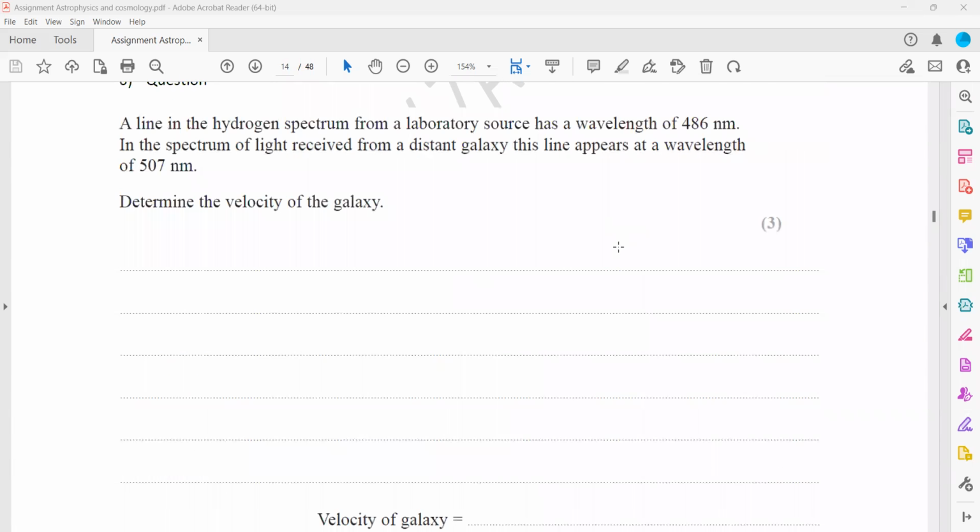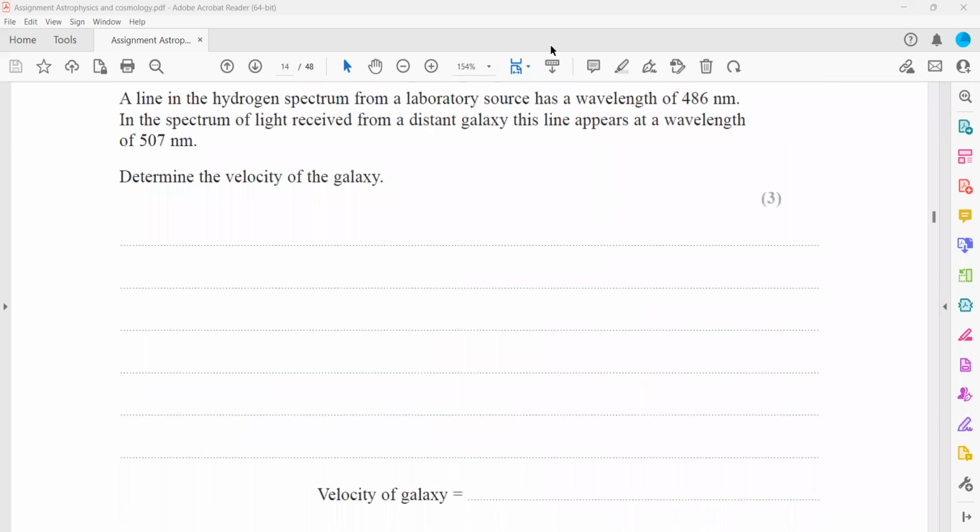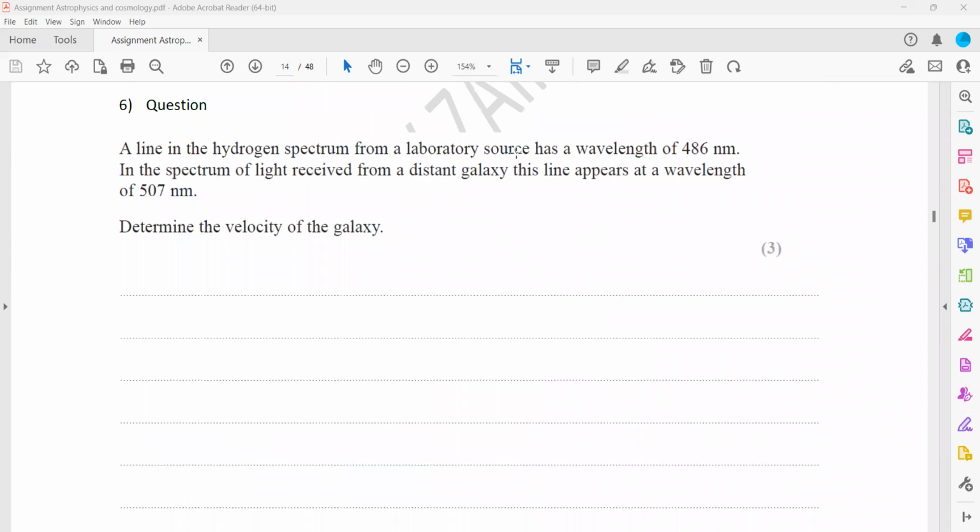Then question 6. A line of a hydrogen spectrum from a lab has a wavelength of 486 nanometers, but in the spectrum of light received from a distant galaxy it is different. Determine the velocity. Redshift is equal to the change in wavelength divided by the original wavelength, and redshift is also equal to the speed at which the galaxy is moving divided by the speed of light. So first we'll work out the Doppler shift.